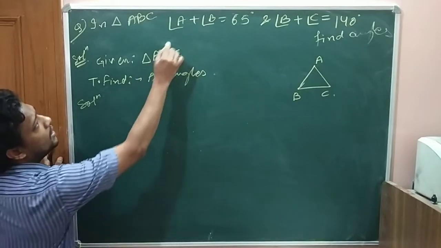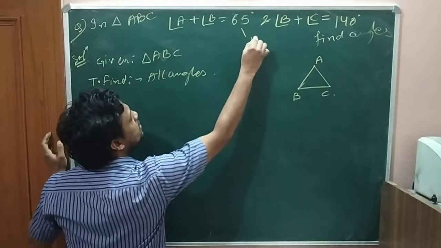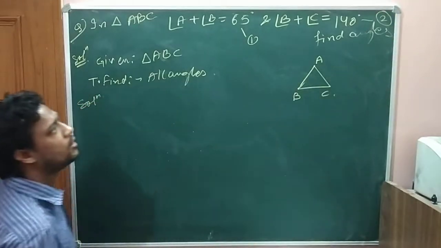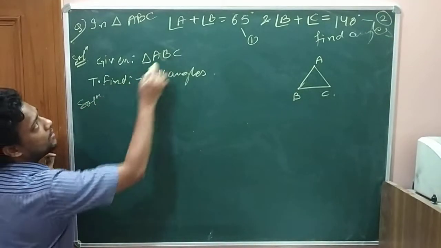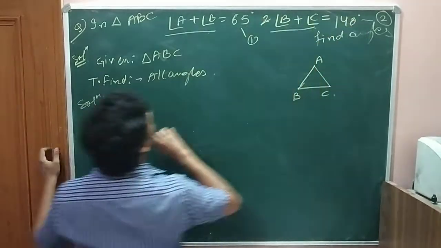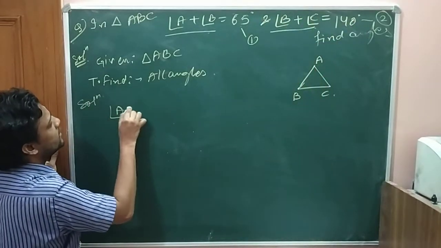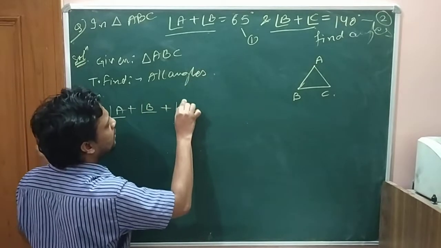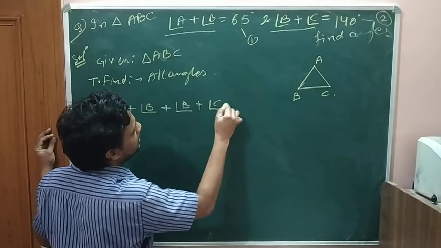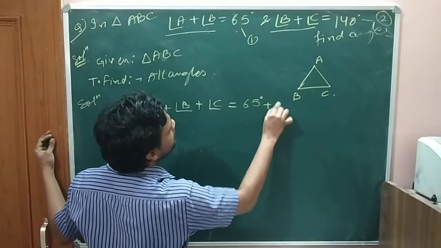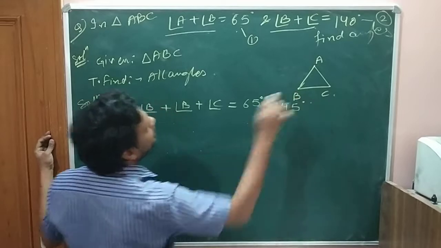Solution. We have two equations. This is equation number 1 and this is equation number 2. Add both the equations, which means the left hand side is added to the left hand side and the right hand side to the right hand side. Angle A plus angle B plus angle B plus angle C equals 65 degrees plus 145 degrees.